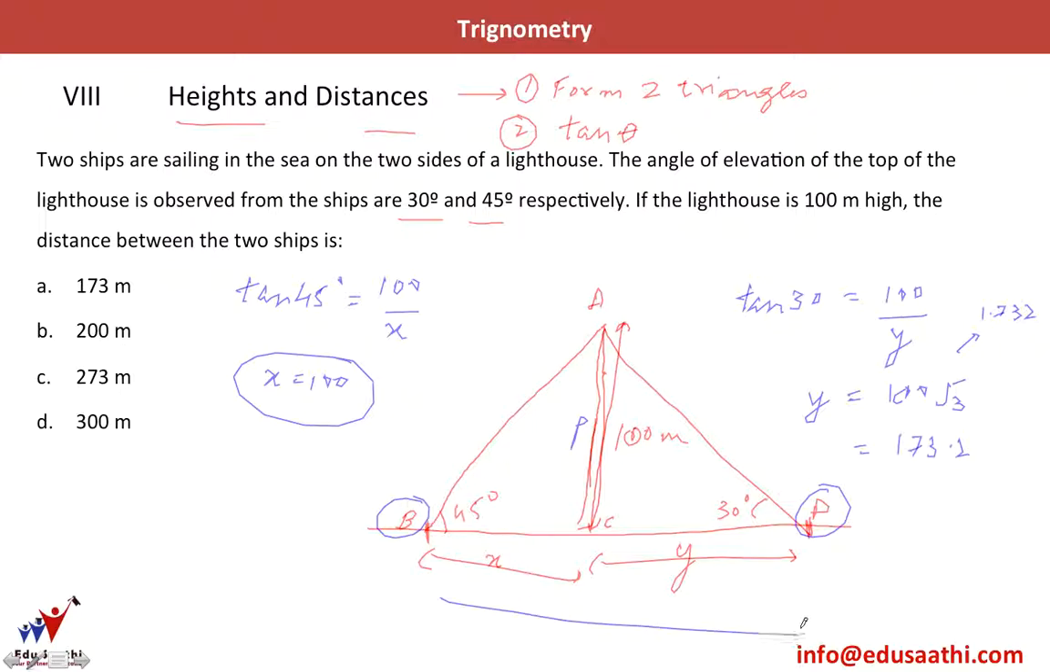Now what is it that I want to find out? I want to find out the distance between these two ships, which is nothing but x plus y. So this gives me 100 plus 173.2, so this is 273.2 meters. So the nearest answer is option C here. So again, in all these questions, apart from remembering what is angle of elevation and what is angle of depression, what you need to do is form two triangles and apply tan theta in both of them.